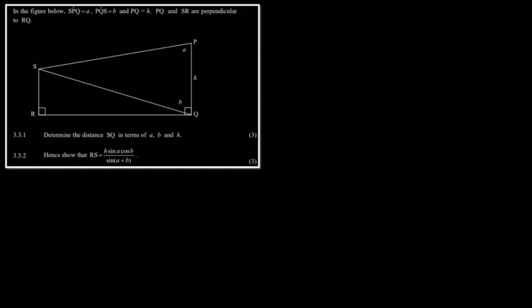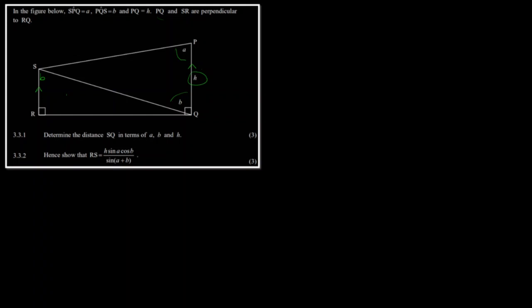Well, how about our final one for this specific video? Well, we have a figure where we have angle SPQ being given the parameter A, PQS being given the parameter B, and then PQ being given the parameter H. SR and PQ are perpendicular to RQ. Well, so that bit's obvious, which is nice, which means we can transcribe that angle over here. That means that angle is also equal to B, which is RSQ. I think that's about the size of that information for this triangle.